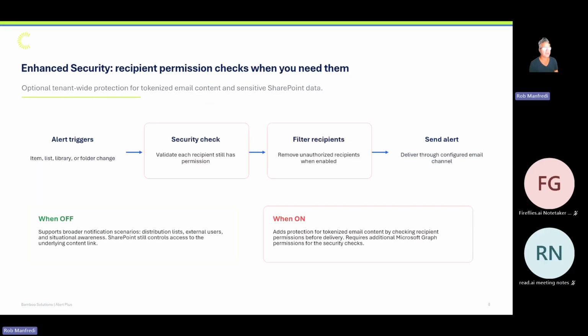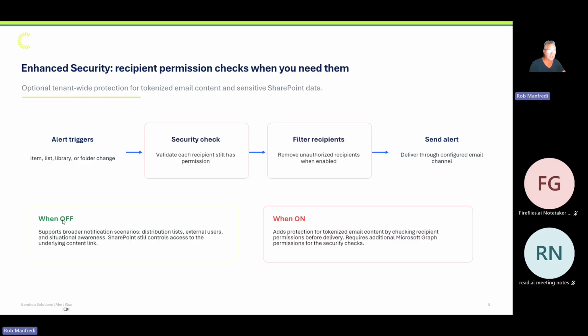So let's talk about this new feature, the enhanced security. Recipient permissions are essentially checked when the alert is triggered. So this is an option. It's part of the product, but you turn it on or off. So what we've got here is an alert triggers right off of a list or library. We get a notification that something's changed, we evaluate the changes against the configured alerts, and if one triggers, we assemble the alert to be sent out through SendGrid.